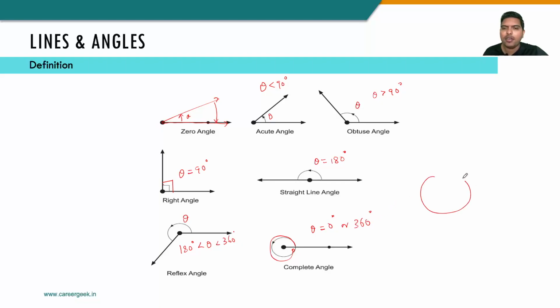For example, in a circle, what is the angle? This complete angle is 360, or 2 pi. 360 degrees or 2 pi radians. So these definitions have to be clear. Make sure you write all of this. A lot of definitions will be there in geometry, and the questions of geometry are asked directly, right? That means without knowing the formula, it's tough to get to the answer.